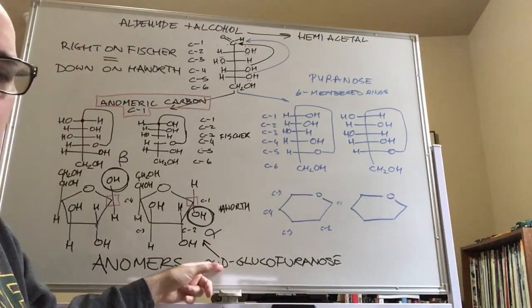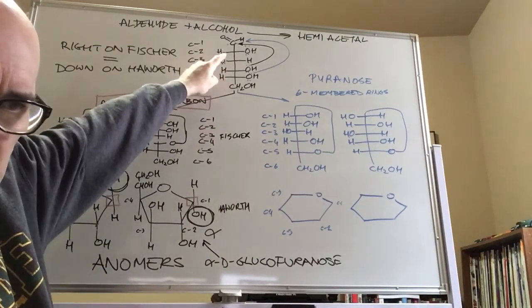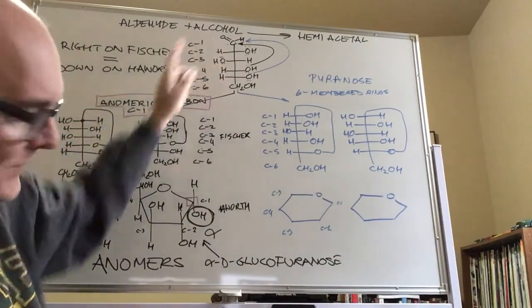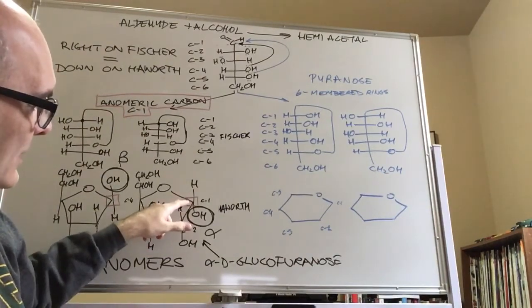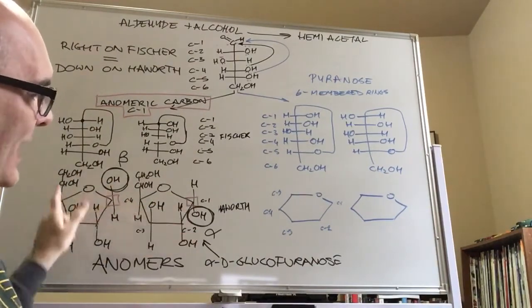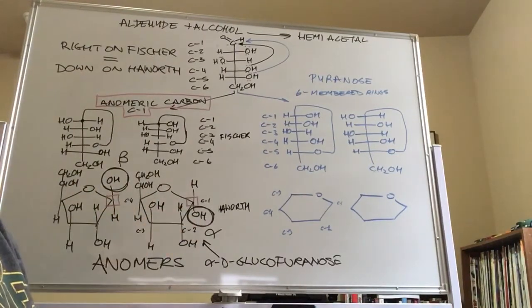D tells me that the bottommost chirality center is to the right. So I have this form. And the alpha tells me that of the two possible anomeric forms, I've got the one where the alcohol is pointing down.